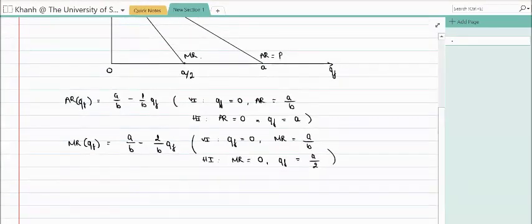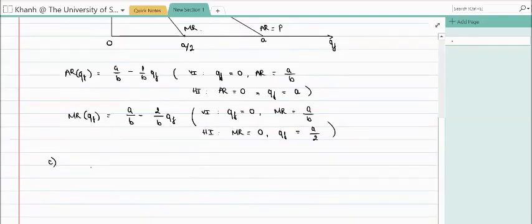All right, so part C is asking you to confirm that if the marginal revenue is bigger than 0, then the price elasticity of demand is going to be smaller than -1. Okay, so we have the marginal revenue equal to A/B minus 2/B QF, and we want this to be bigger than 0, which is given to us.